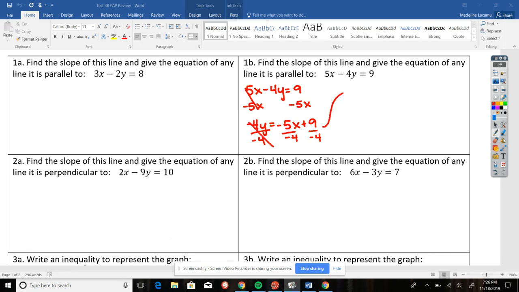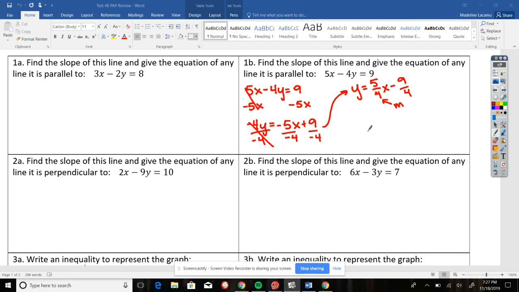So our equation ends up being y equals negative 5 divided by negative 4 is just positive 5 over 4 x, then minus 9 over 4. So this is my equation, which means my slope is 5 over 4. And it wants the equation of a line parallel to this. So parallel means that the slopes are the same. So I just need to have an equation where the slope is 5/4.